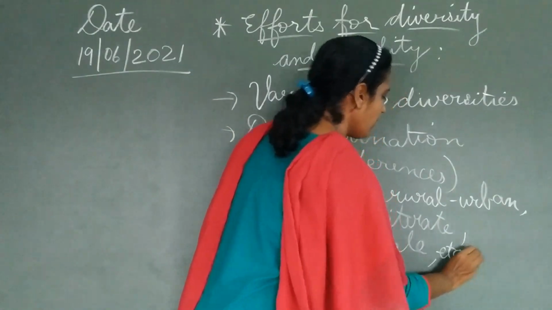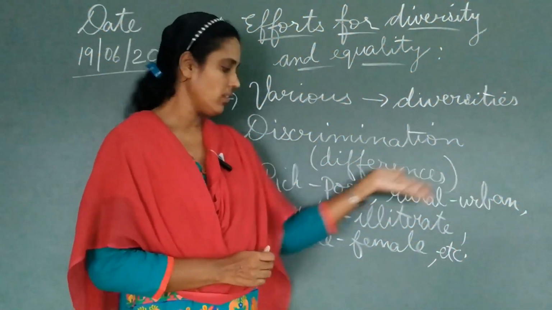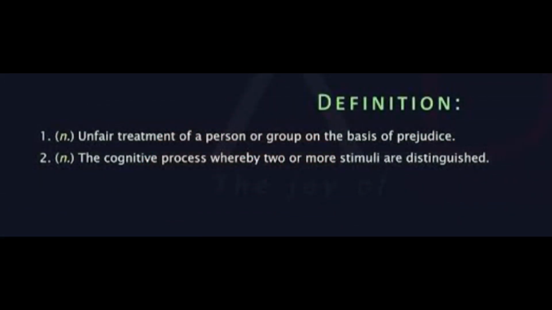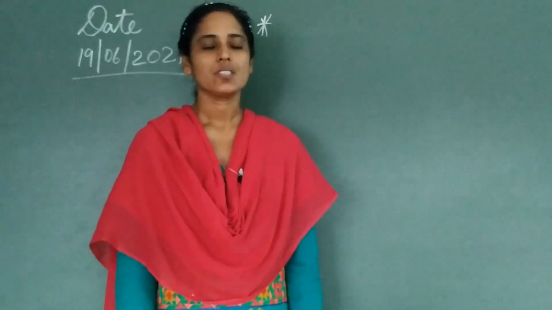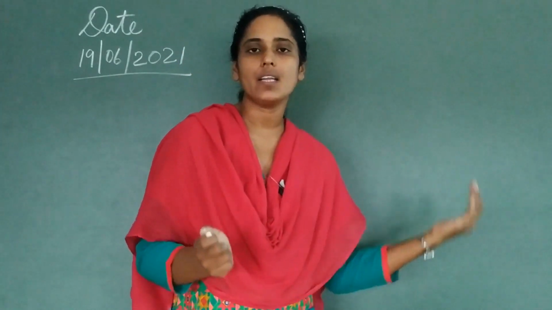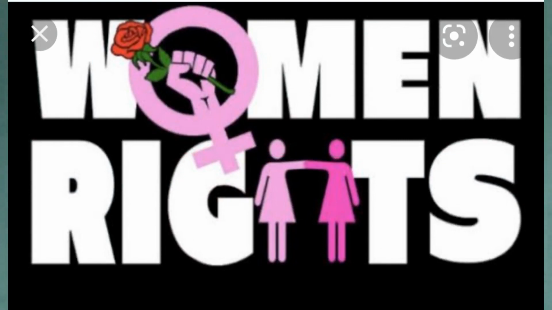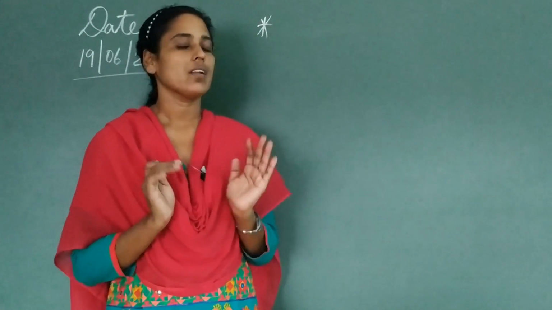That is, we were having discrimination between different categories, between the rich and the poor, between rural and urban people, between literate and illiterate, and between male and female, etc. So we can see that differences, discrimination, was there between all these spheres. Discrimination between high and low, between literate and illiterate, between rich and poor, male and female, everything was prevalent on a large scale before independence. But after independence and now, in the present times, it is seen rarely in our country.